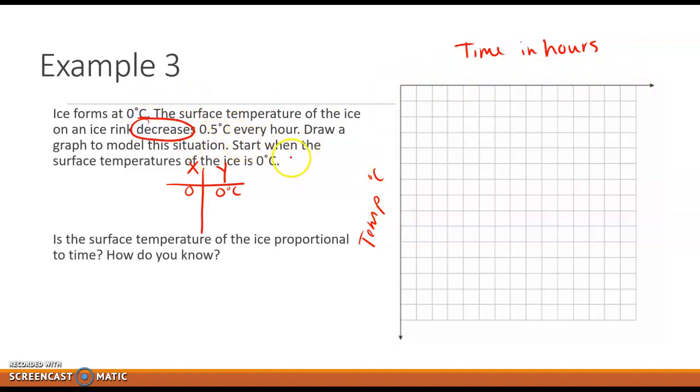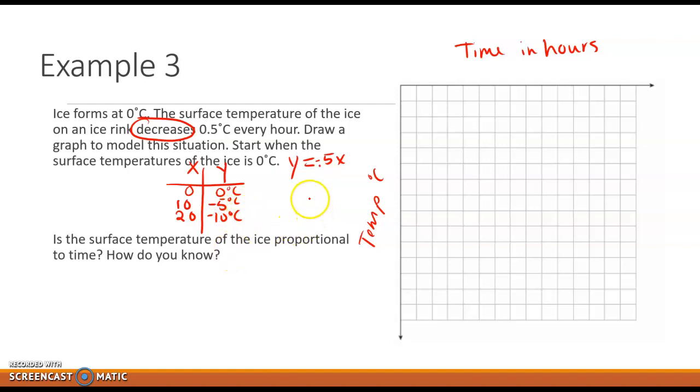And so my equation for this one would be that my Y is equal to negative 0.5 times my X. And so after 10 hours, I'm going to be at negative 0.5x. That was my bad. So after 10 hours, I am at a negative 5 degrees Celsius. At 20 hours, I am at negative 10 degrees Celsius.